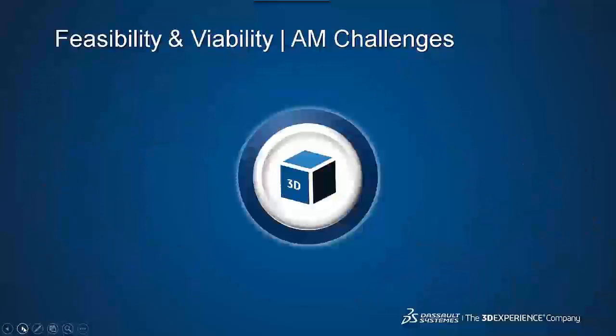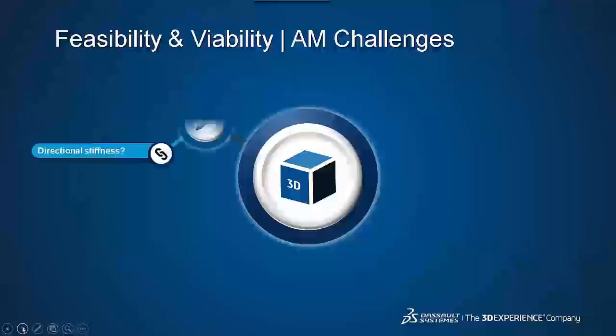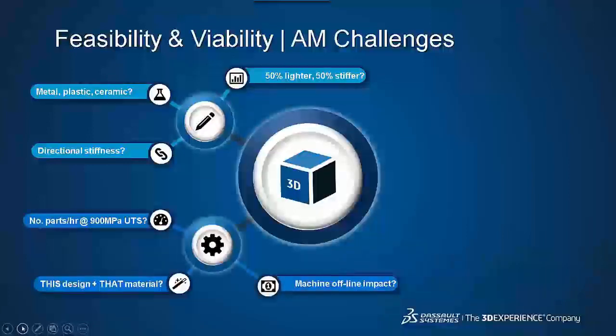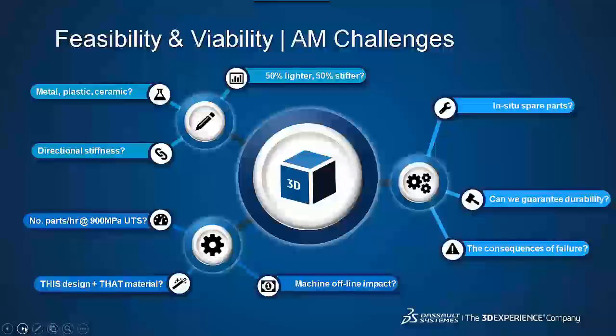So now that we understand these different challenges that the AM process introduces, can we translate these to engineering questions that we could use, say, simulation software or engineering software to solve? Can we make a structure 50% lighter and 50% stronger at the same time? Can we print spare parts with in-service quality on site, wherever that part is required? How are our production lines affected if a machine fails? And how many parts can we print per hour if we want those parts to have a specific strength requirement? And then finally, can we achieve durability? So these are the specific engineering challenges that we need to address.